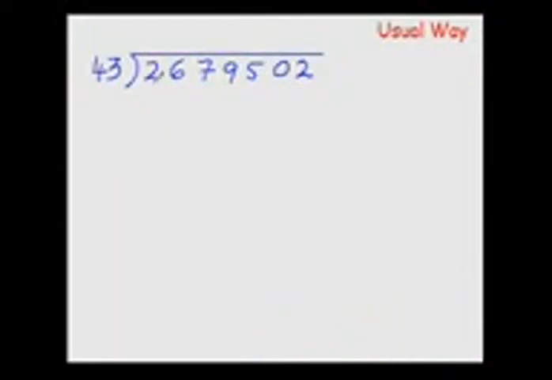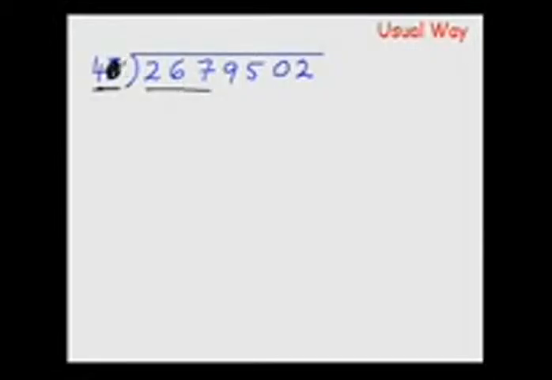So break this dividend into manageable parts. First we are going to divide 267 by 43. Okay, but that again is a very difficult thing to say. If I ask you how many times 43 will go into 267, the answer would be difficult to say right away. So what we'll do, we are going to make it more manageable.